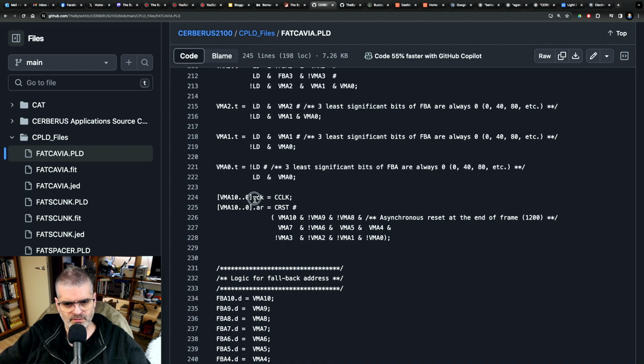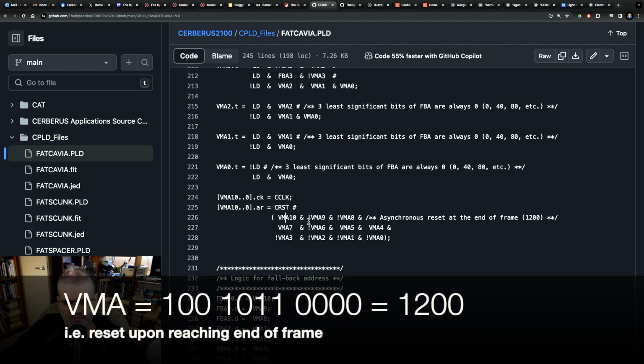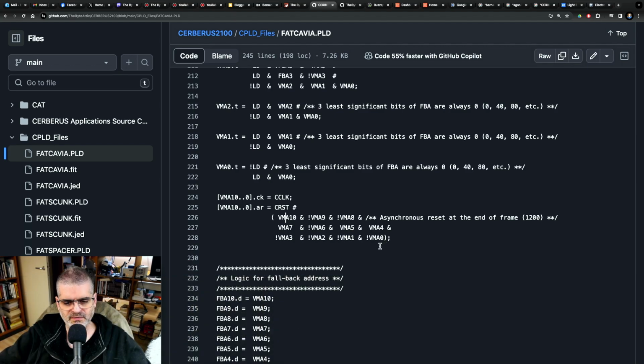And of course, the clock for all of these 11 flip-flops is the caveat clock. The reset is the synchronous reset that can come from skunk, or you have to reset when you get to the end of the frame. In other words, when you get to 1200. And if you look at this, VMA 10 has to be 1, and VMA 0 has to be 0, and VMA 8 has to be 0. And if you look at the ones and zeros that you get here, you see that that's the end of the screen. You got to the bottom right of the screen, so you have to go back to the beginning, so you have to reset this counter.